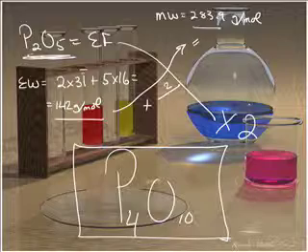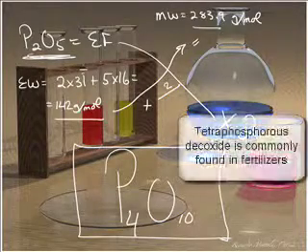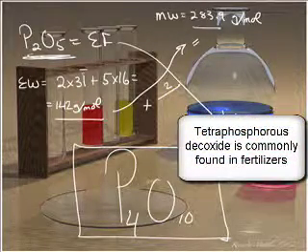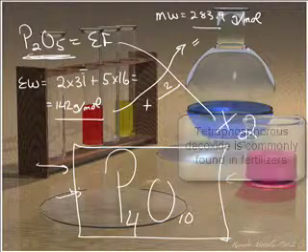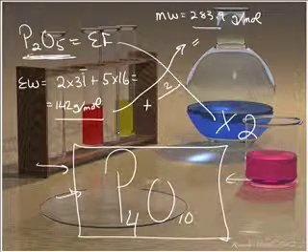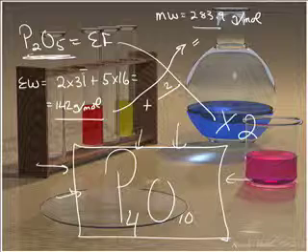It does make phosphoric acid, but actually this is a huge ingredient in fertilizer. If you buy just any old fertilizer and they say the phosphorus in it, this is the chemical that's there. This is what produces the phosphates. Tetraphosphorus decoxide.